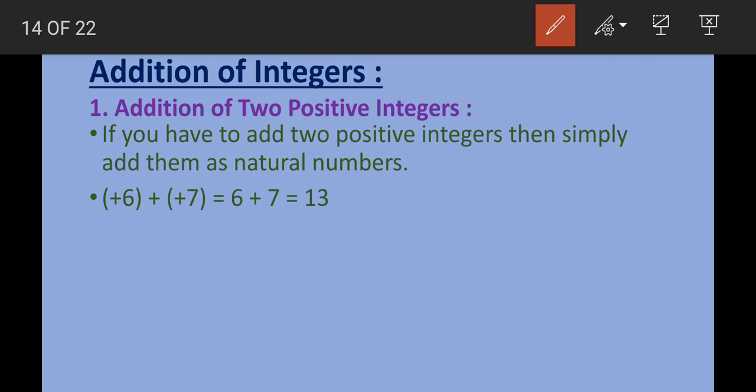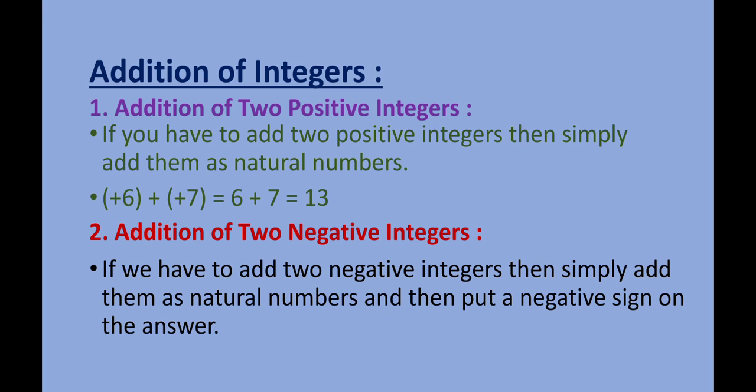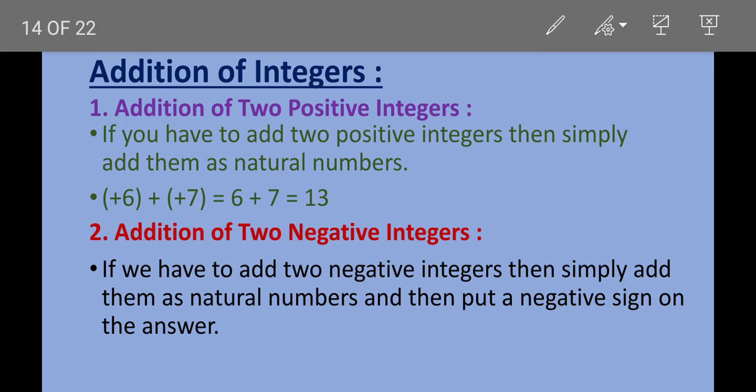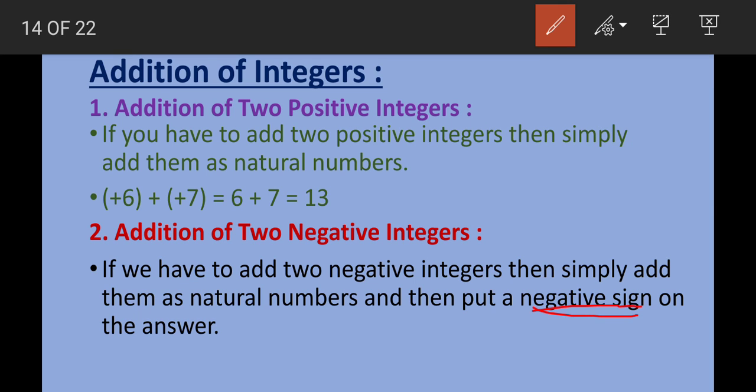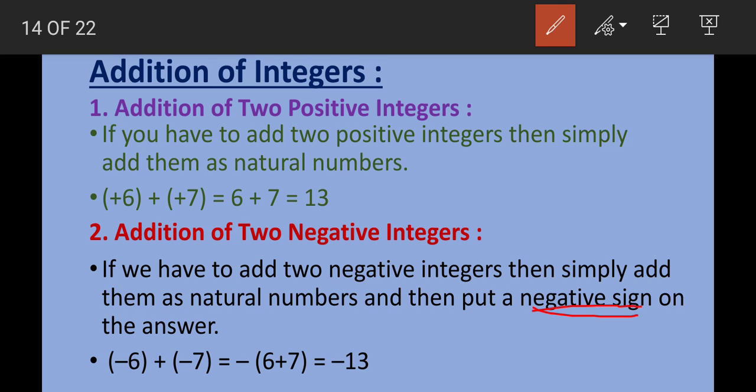Come to addition of two negative integers. When we have to add two negative integers, then what to do? Simply add them as natural numbers, same as the previous one. The only difference is we have to put a negative sign, that is a minus sign, before the answer. So here is a question: minus 6 plus minus 7. We add the numbers, 6 plus 7, which is 13, and put the minus sign before it, so it becomes minus 13. Clear? In this way you have to add two positive integers and two negative integers.